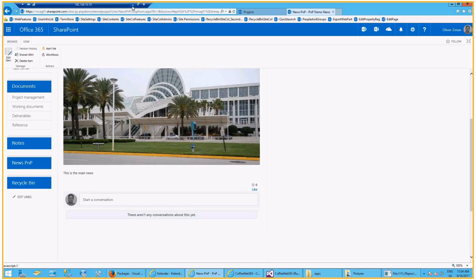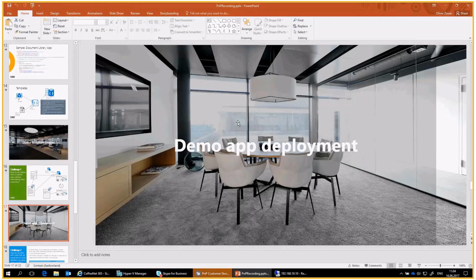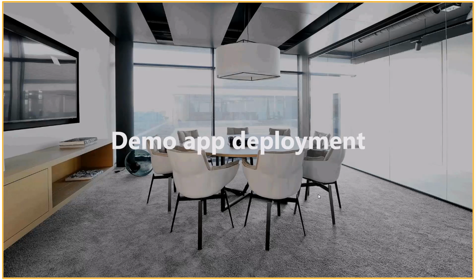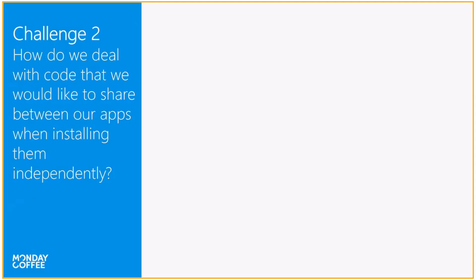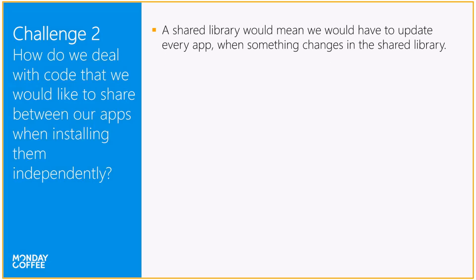So let's go to the final slides. Maybe you're thinking, okay, if I install those apps all independently, how do you deal with the code you might like to share between your apps? Because if I install an app that is targeting a different shared library or something like that, I would actually have to update all apps at once, which is not what we would like to do. So in this case, a shared library doesn't work for us.